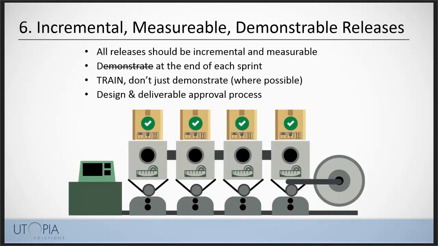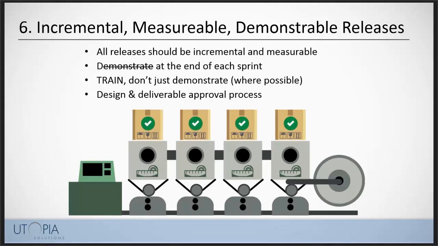Principle number 6. You want to establish incremental, demonstrable, measurable releases. Releases you can demonstrate. So we like to get a sign-off on deliverable design at the beginning of a sprint. So all of our deliverables for the test automation framework, at the beginning of a sprint, when we start developing those deliverables, we want to get sign-off on the approach, the general approach. Again, not an overly complex technical design that's going to be nitpicked through, but a general approach.